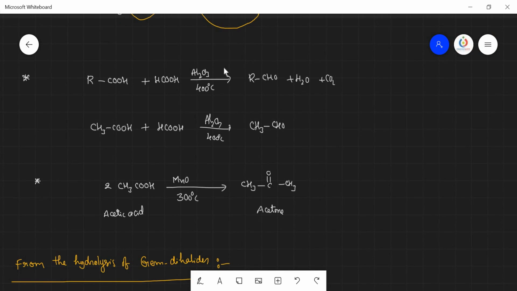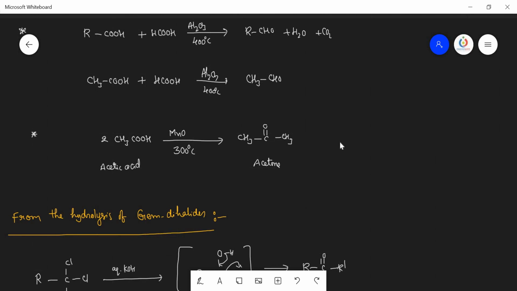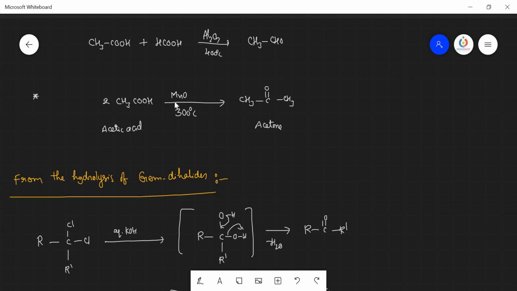Then what about alumina? Here we take the normal carboxylic acid and formic acid. So when a carboxylic acid is combined with formic acid in the presence of alumina at 400 degrees centigrade, we get only aldehydes. Whatever the alkyl group is there, this CHO group shall be connected to it. But we get only aldehydes, not ketones, in this case. If you want to get the ketones alone, then take the carboxylic acid and treat it with manganese oxide at 300 degrees centigrade. It gives only ketones.